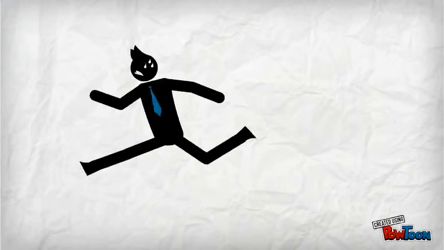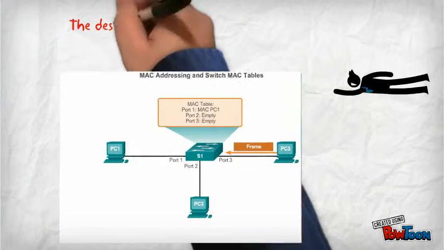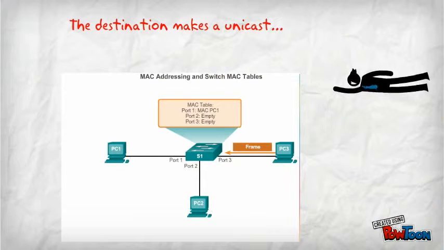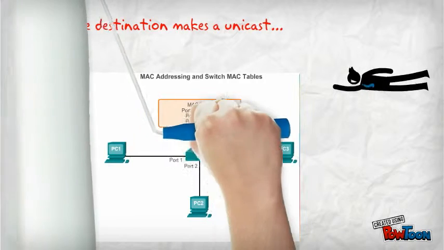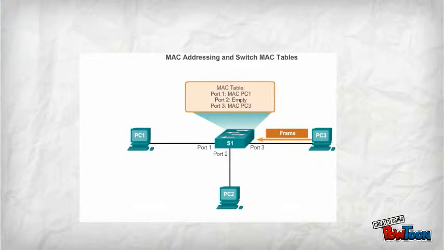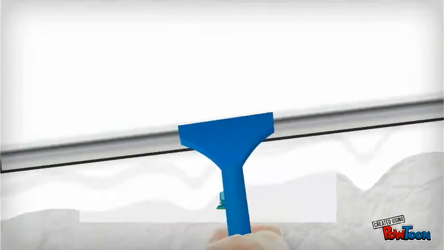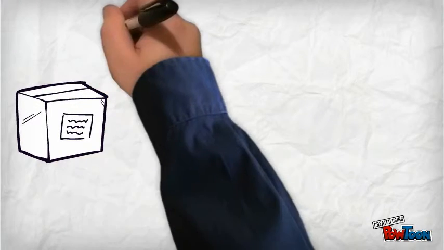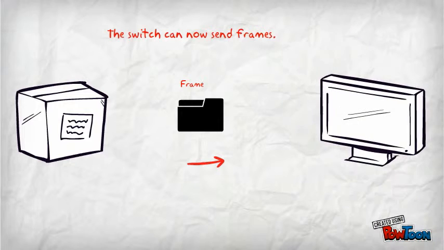The destination device replies to the broadcast with a unicast frame addressed to PC1. The switch enters the source MAC address of PC2 and the port number of the switch port that received the frame into the address table. The switch can now forward frames between source and destination devices without flooding.